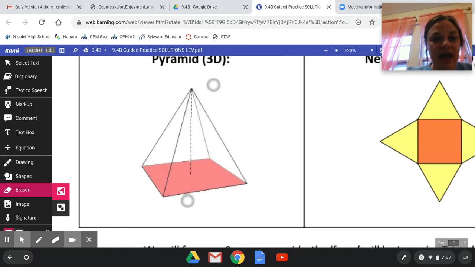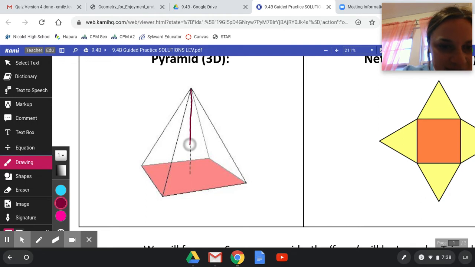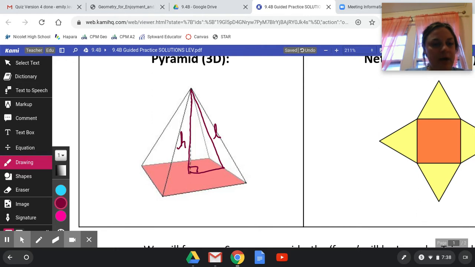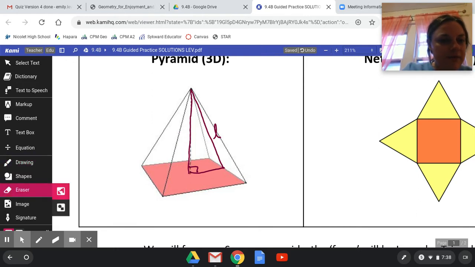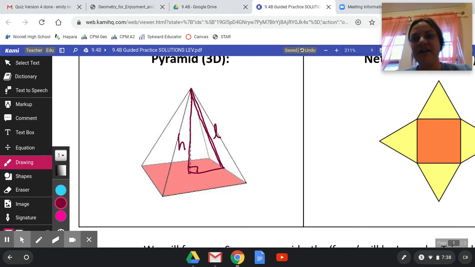So if we look at this three-dimensional drawing of a pyramid, you recall that inside of it, you've got a right triangle, right here. Your height is the actual height of the triangle, and the slant height is what goes along the side, right? Like it goes along one of the triangles along the lateral face there.